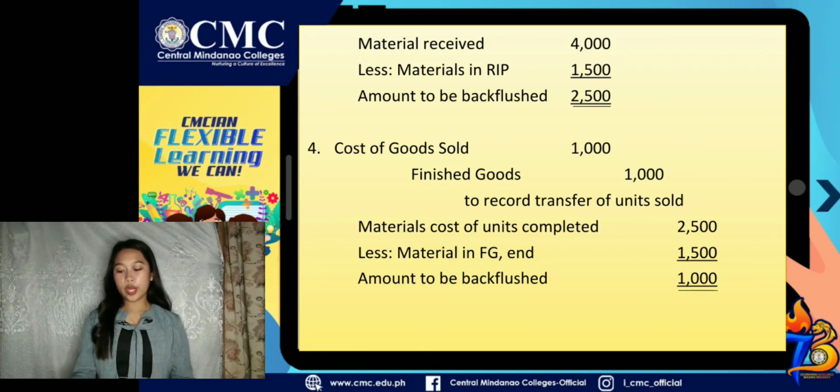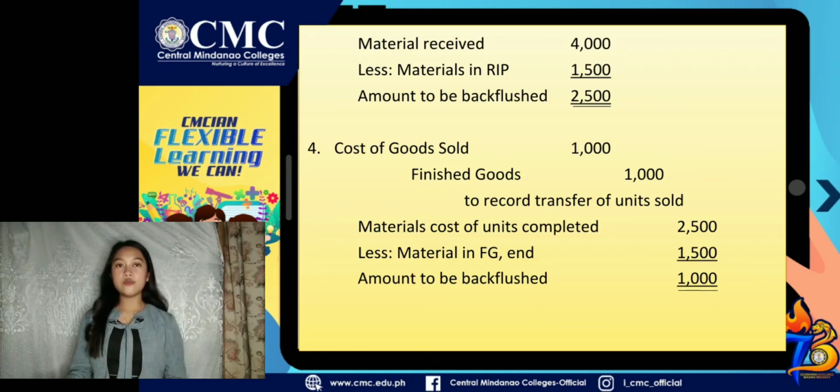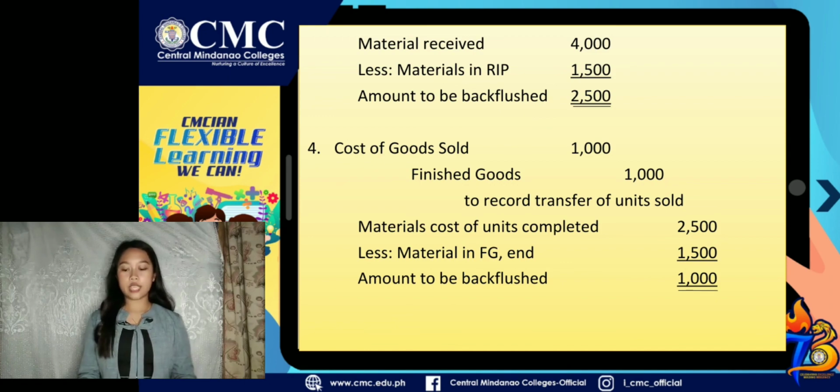And for number 4, the materials cost of units completed is 2,500 and we need to subtract the materials in finished goods end, which is 1,500. And the amount to be backflushed is 1,000. And our journal entry for this is cost of goods sold debit 1,000 and credit finished goods 1,000. And our explanation is to record transfer of units sold.